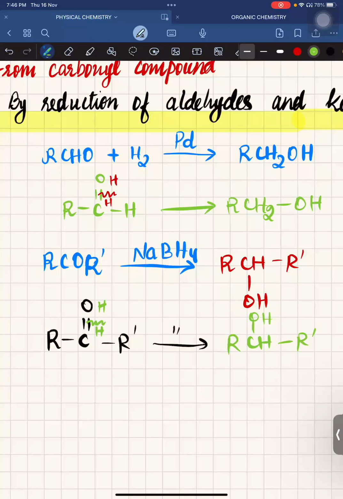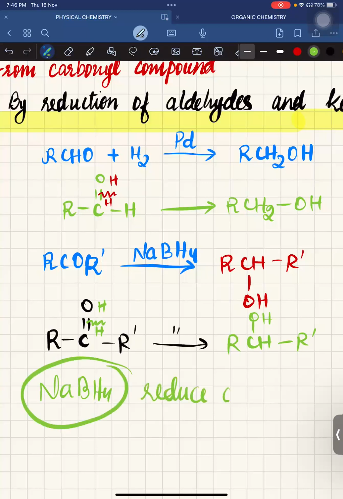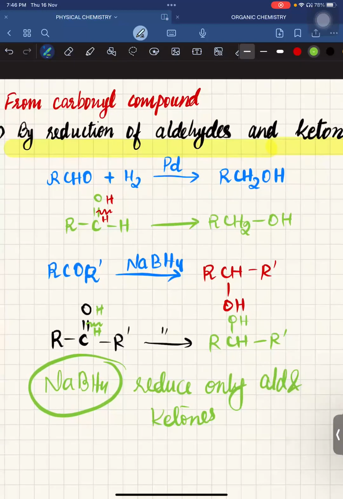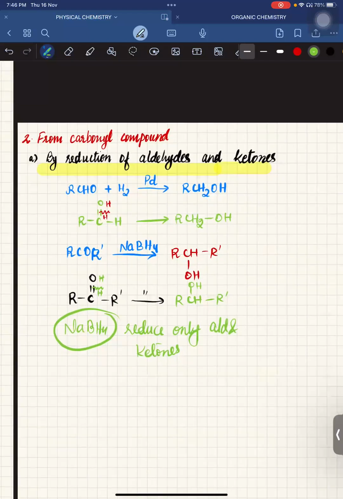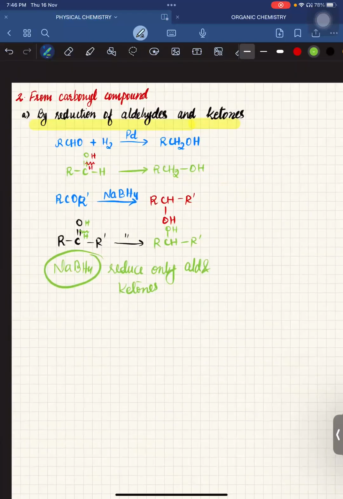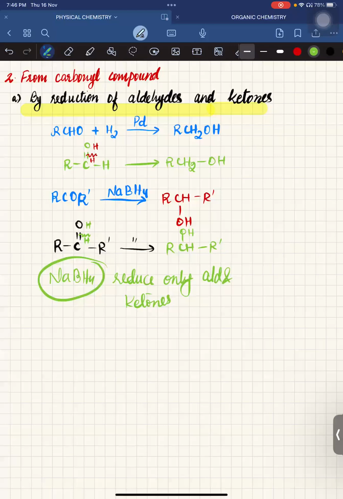This NaBH4 is a very good reducing agent. It will reduce only aldehydes and ketones into alcohol, not esters or any other carbonyl group. It will reduce only aldehyde and ketone, not any other carbonyl compound. Please keep it in mind.